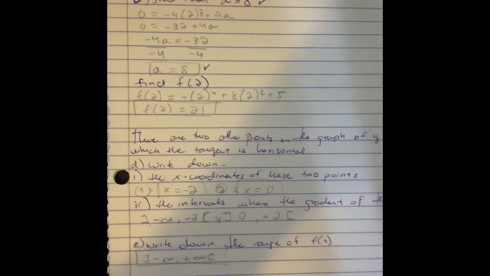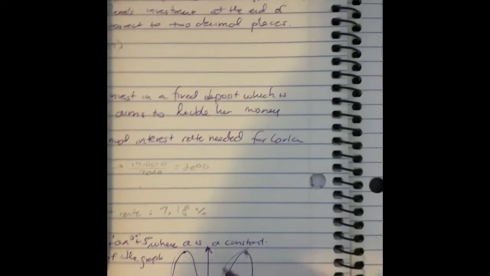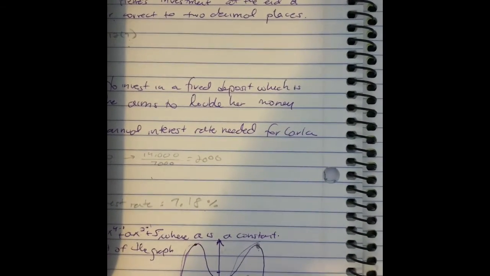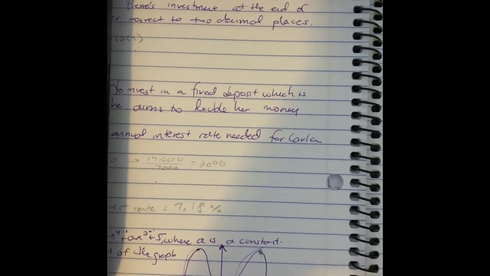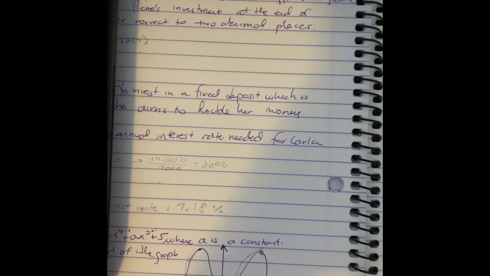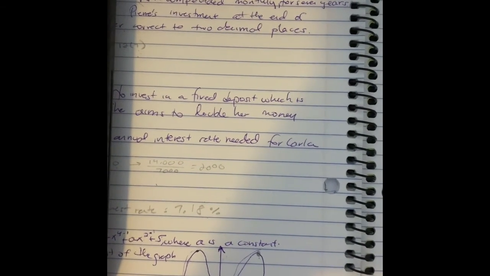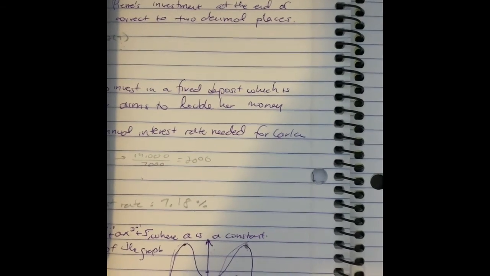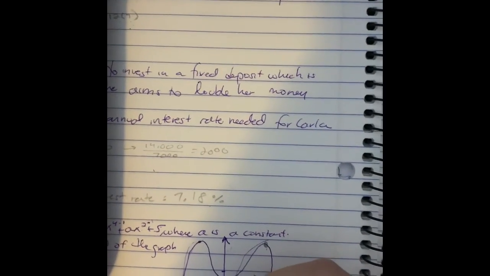And finally, it tells us to write down the range of f of x. So the range is, I think, just from negative infinity to positive infinity, because since we start here and we include all the values, this is all the range of the graph. And so I just did negative infinity to positive infinity, because this graph goes on.